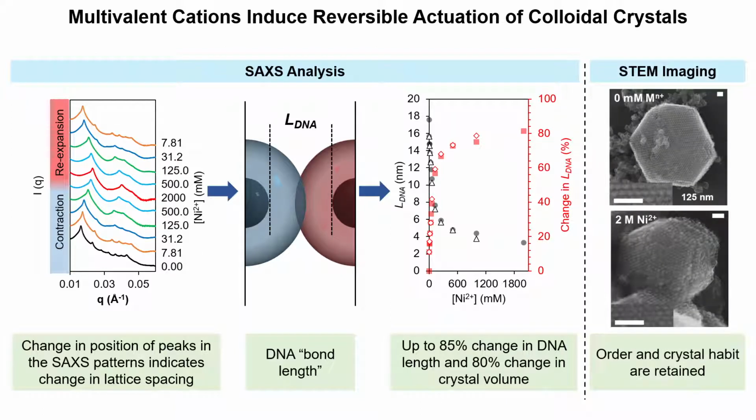We could also observe that the crystallinity is retained throughout this process, and we could observe that both through our SAXS data as well as through imaging by electron microscopy. So this is really impressive that we are obtaining such large deformations, yet the order and crystal habit are being retained.